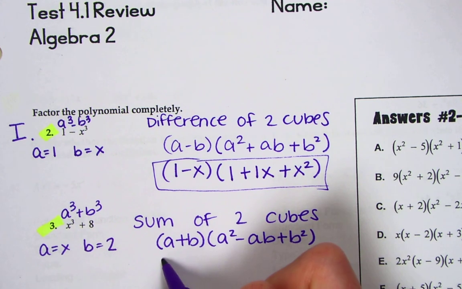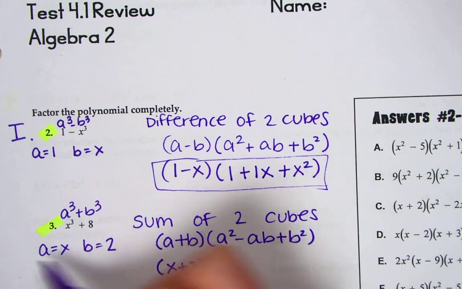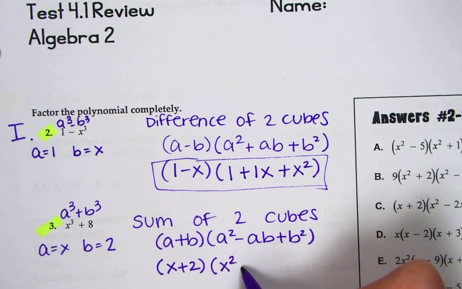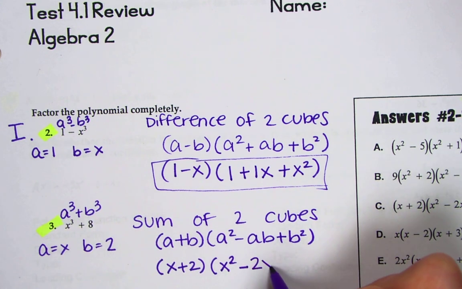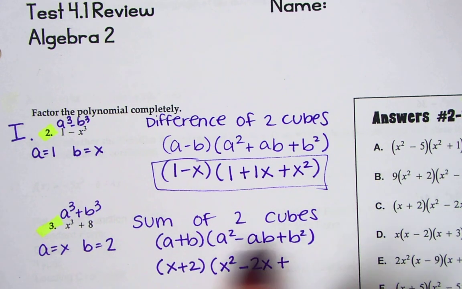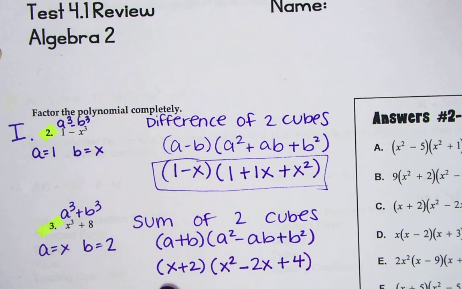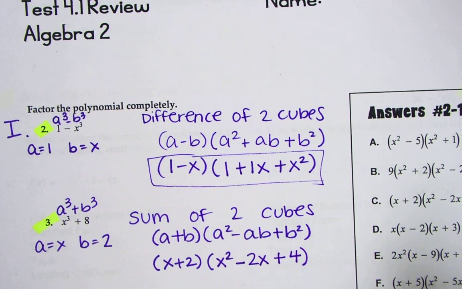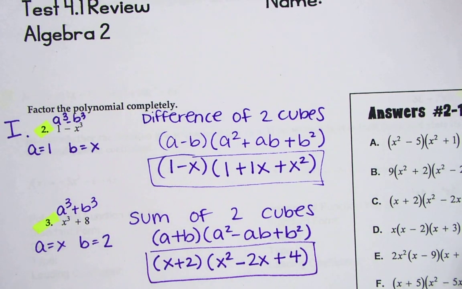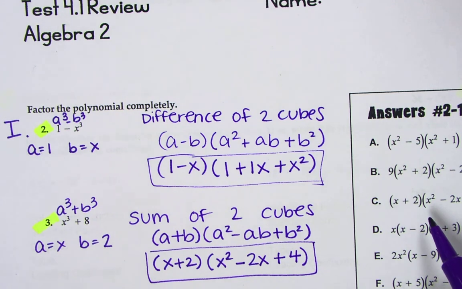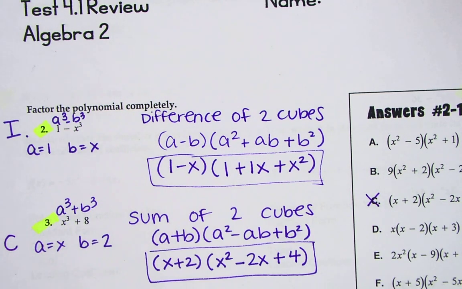So in this formula, x plus 2, a plus b, times a squared, that would be x squared, minus a times b, x times 2, which is 2x, plus b squared. 2 squared would be 4. Okay, x plus 2 times x squared minus 2x plus 4. Right, and in our answer bank, that is answer choice C right here. Okay, I'm going to cross it off. That one's C.